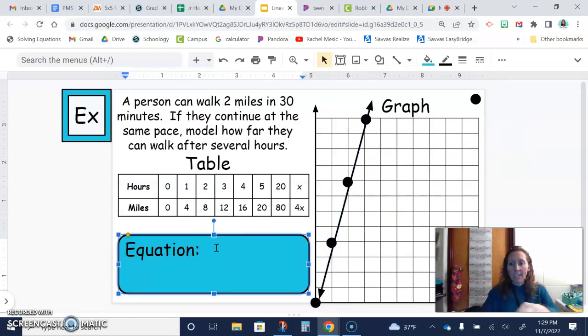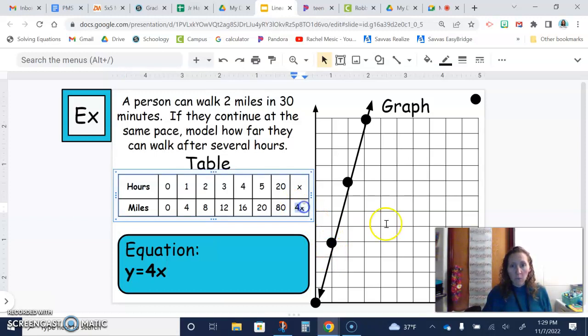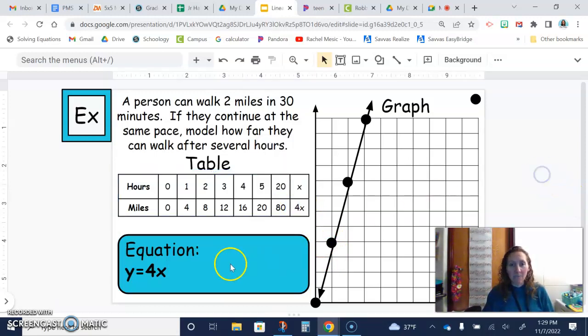All right, equation. Y equals, all right, so every single hour, we can walk 4 miles, and it's times x. Basically, it's y equals whatever is in this box right here, okay? So you could replace x with any number of hours, times it by 4, and then y would equal how far you are traveling, okay? Good luck today.